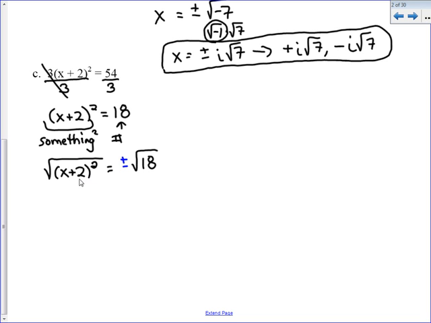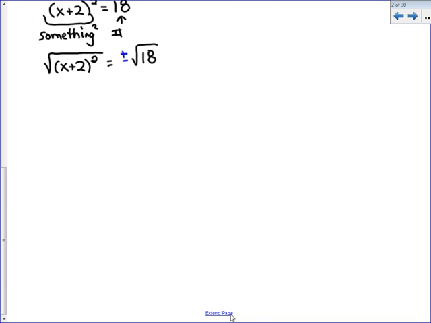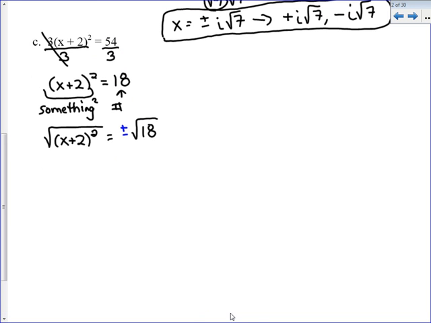Because we don't know if this x plus 2 is positive or negative. So on the left side, square and square root will cancel each other out. So all that's left is my x plus 2 equals plus or minus the square root of 18.